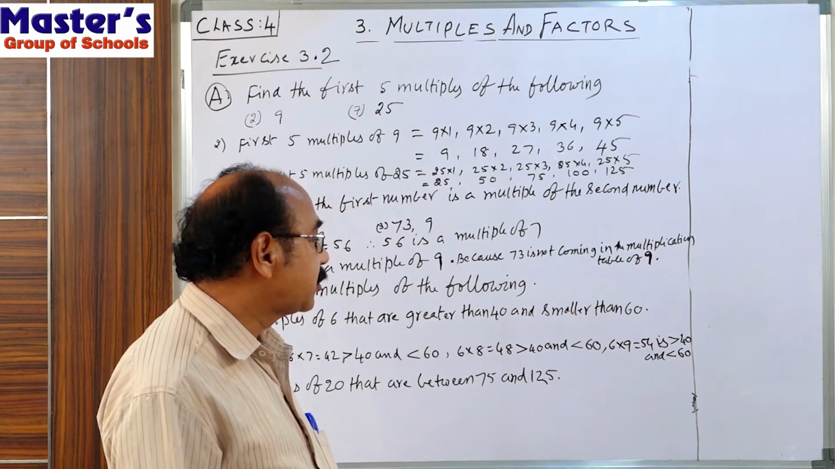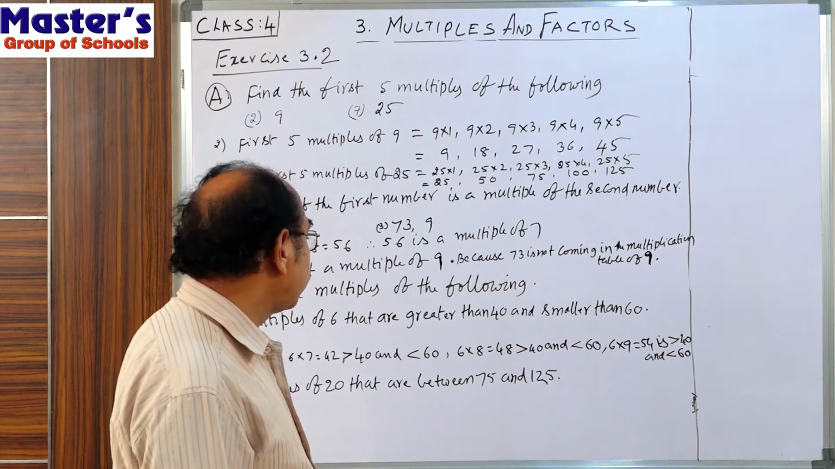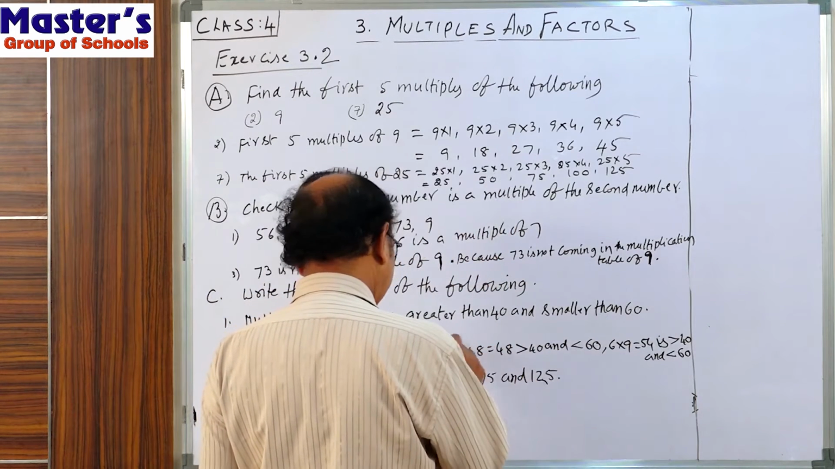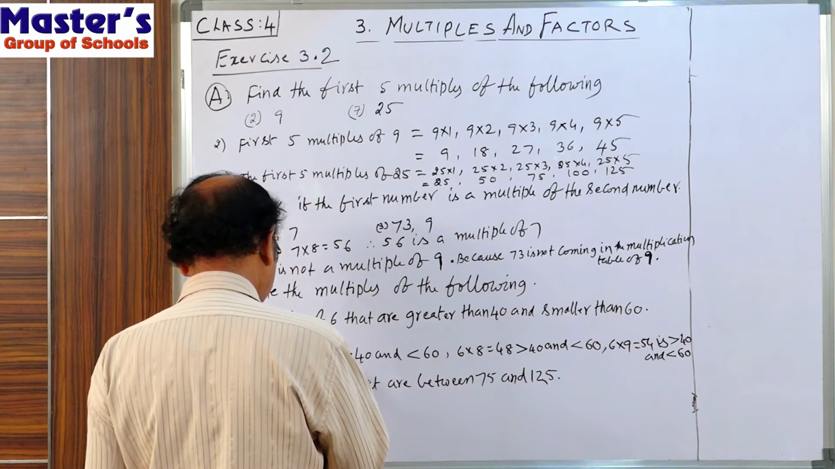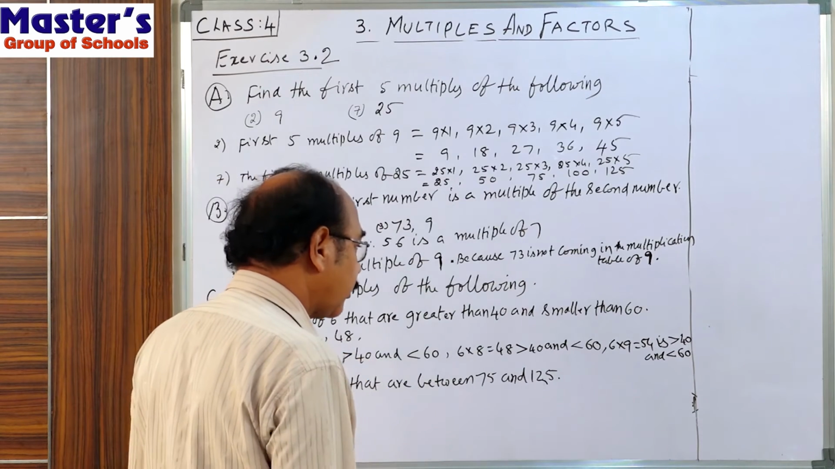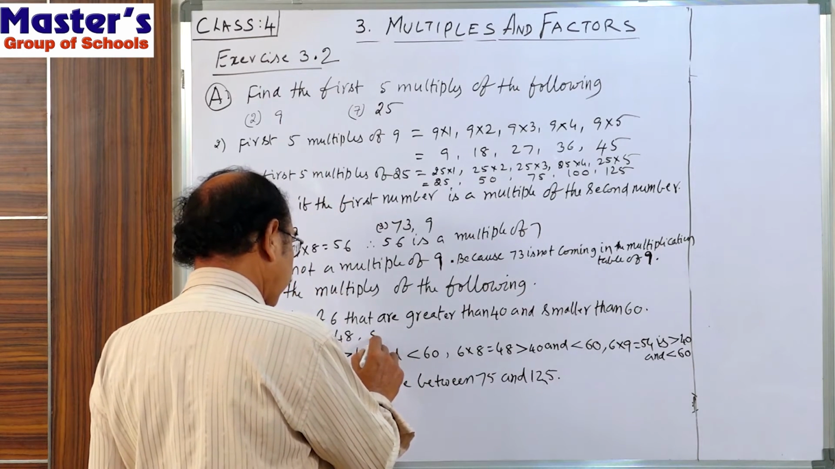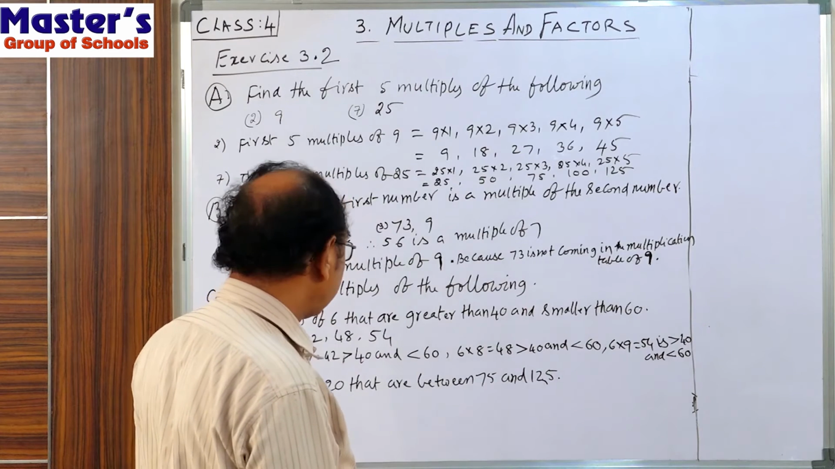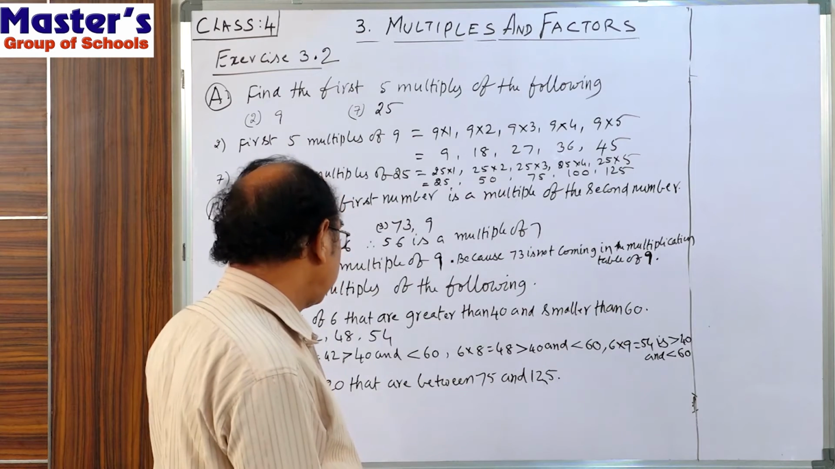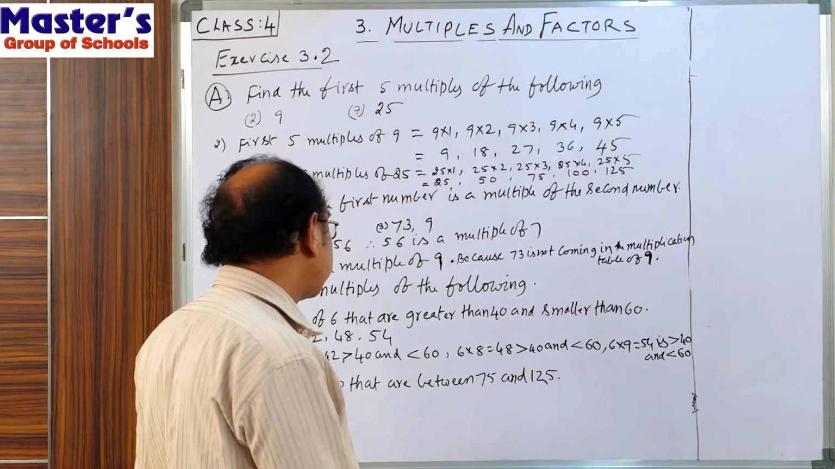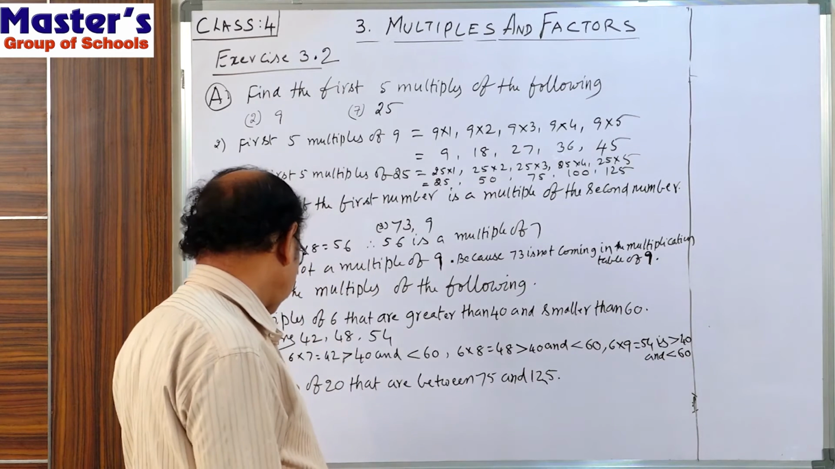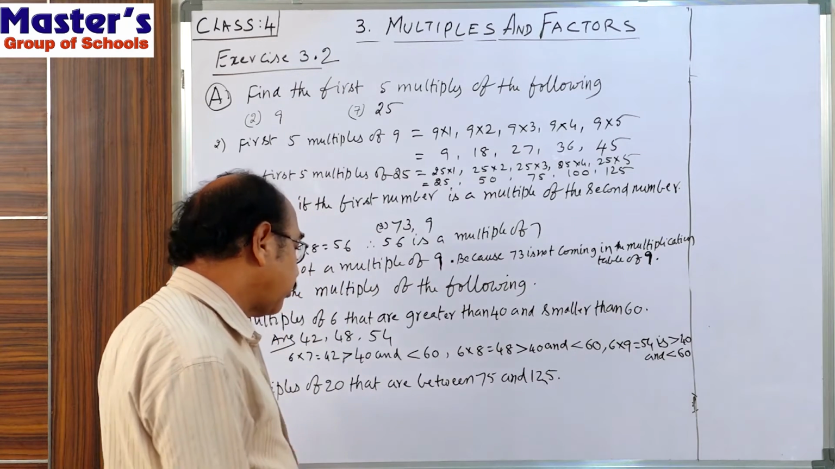Not smaller than 60. So what is the answer we write here? 42, 48 and 54. 60 is not considerable. Why? Because 60 is greater than 40, but it is not smaller than 60. Okay, children, understand? Next, multiples of 20 that are between 75 and 125.